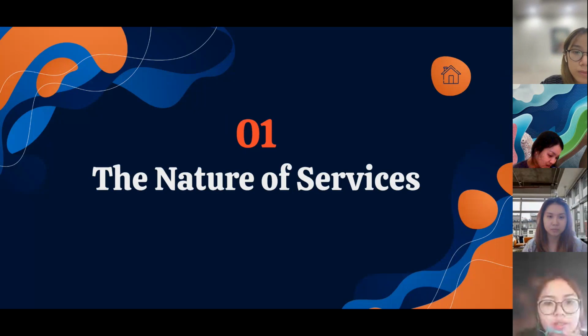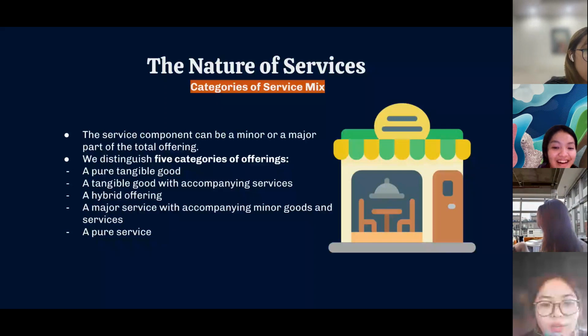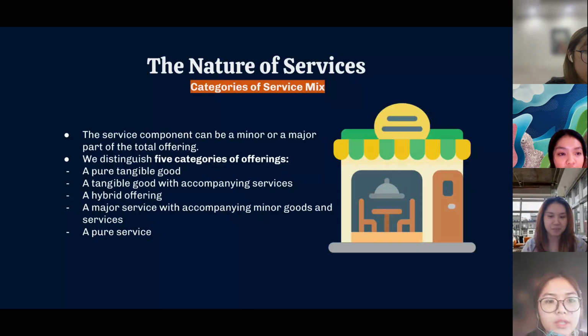So the service components can be a minor or a major part of total offerings. We distinguish five categories of offerings. First is the pure tangible good, for example, soap, toothpaste, or salt with no accompanying services. Second, a tangible good with accompanying services. For example, when you buy a car, a computer, or a cell phone, there may be some warranty or customer service contract. And the next is the hybrid offering, like a restaurant meal, of equal parts goods and services.